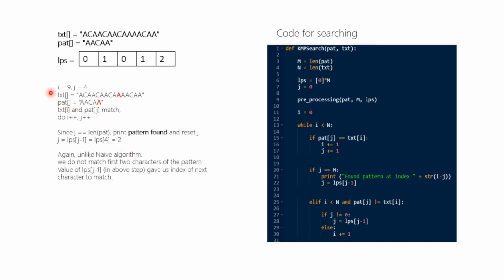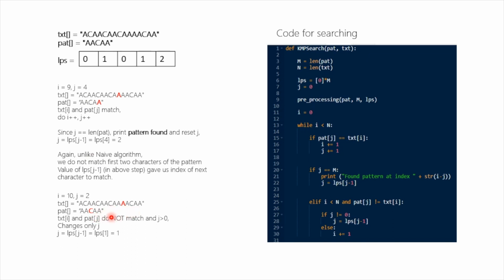And finally at I is equal to 9 and j is equal to 4, we find one more match and we see that we've again found the pattern since the value of j would be equal to the length of the pattern. We again use the LPS array to reset the value of j. Again we find that j is equal to 2 using the LPS array. So we again do not compare the first two characters of the pattern, and simply start the comparison with the third character.